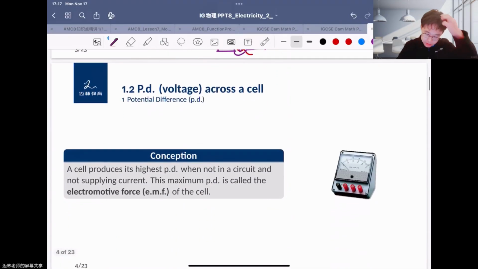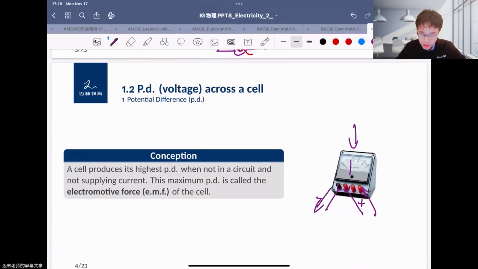In the lab we use the voltmeter to measure. You can connect the wires on the voltmeter this way: the black connects with the negative terminal and the red connects with the positive terminal. Current flows in from the positive and flows out from the black. Then the needle can deflect, and we can read the reading on the voltmeter and find the potential difference right here.